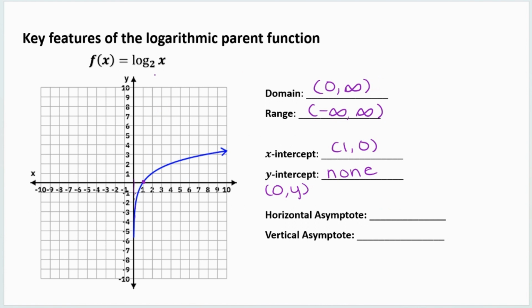Now let's think about a horizontal asymptote. There's no place where it's just heading off to infinity, so we're going to say there is no horizontal asymptote, but it does have a vertical asymptote, right? Because this function is not defined for x equals 0, so we'll say it has a vertical asymptote at x equals 0.